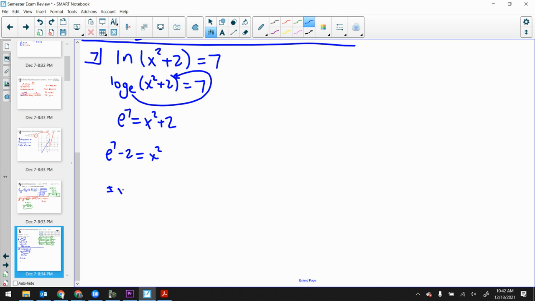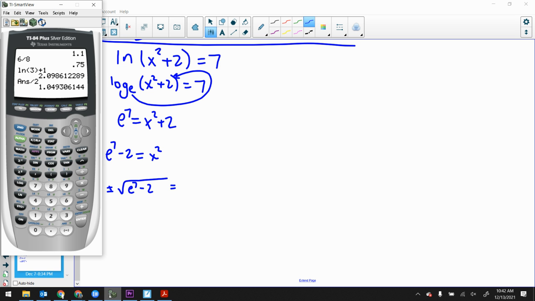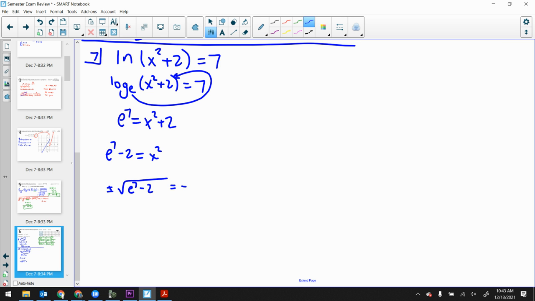So plus or minus the square root of e to the 7th minus 2. Let's see what that comes out to be. e to the 7th minus 2, square root: 33.1, plus or minus 33.1. Questions on that one?